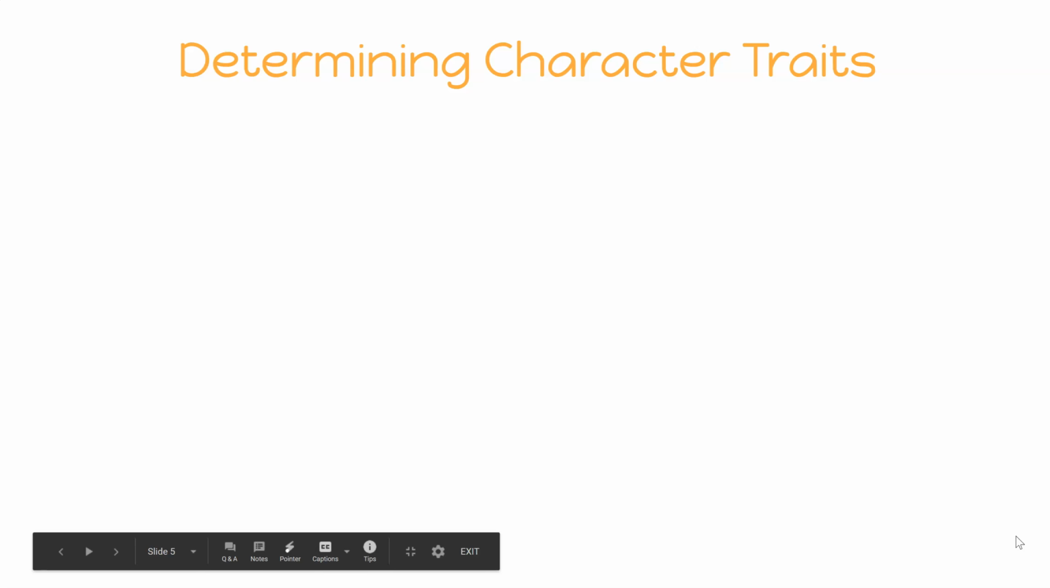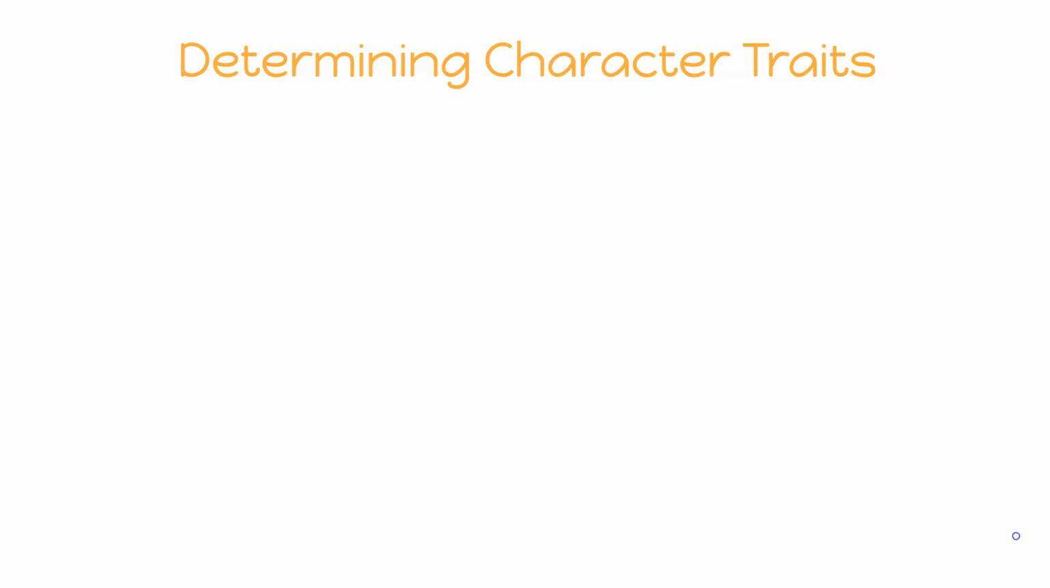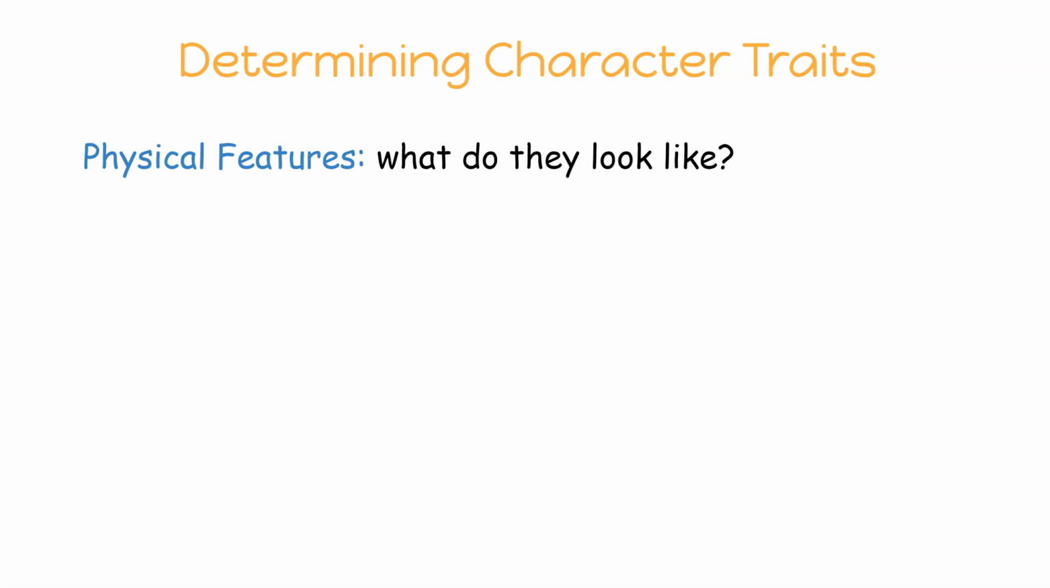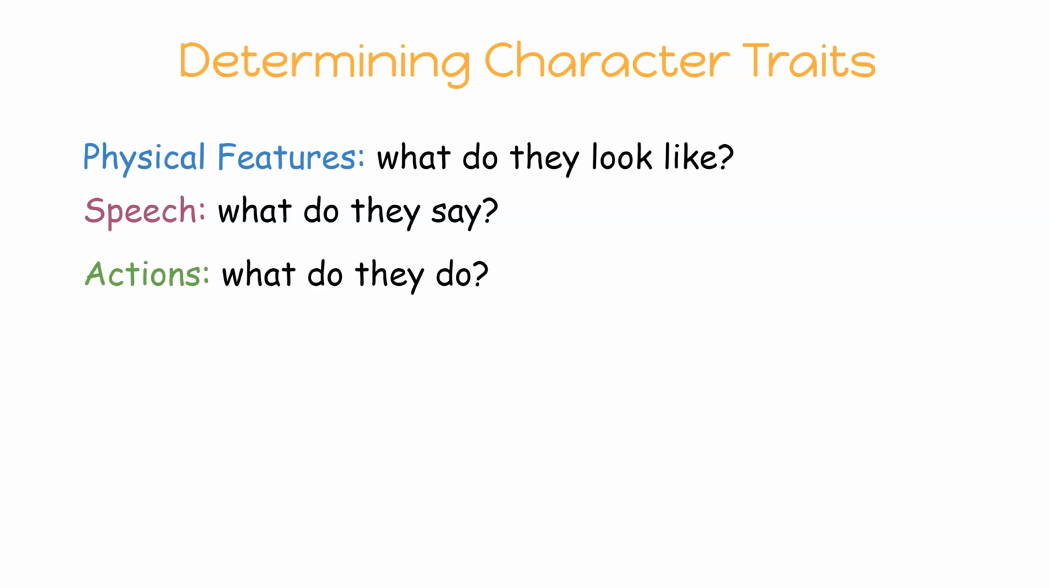Now let's take a look at determining character traits. We can once again take a look at physical features, the external traits, by describing what characters look like. We can also analyze their speech and think about what the characters say. We can analyze their actions. What do the characters do?